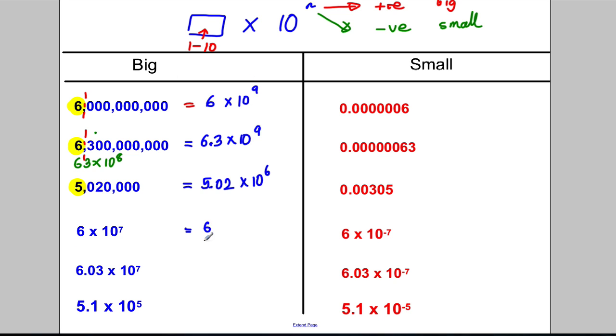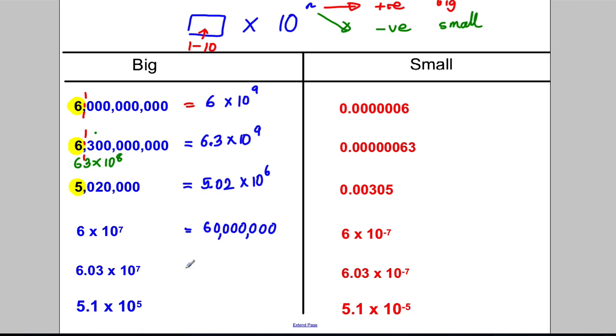So 6 is our first digit, and this 7 tells us we've got 7 digits after the 6, and they're all zeros. 1, 2, 3, 4, 5, 6, 7. Only put your commas in at the end, every 3 from the end. So 3 there and 3 there.